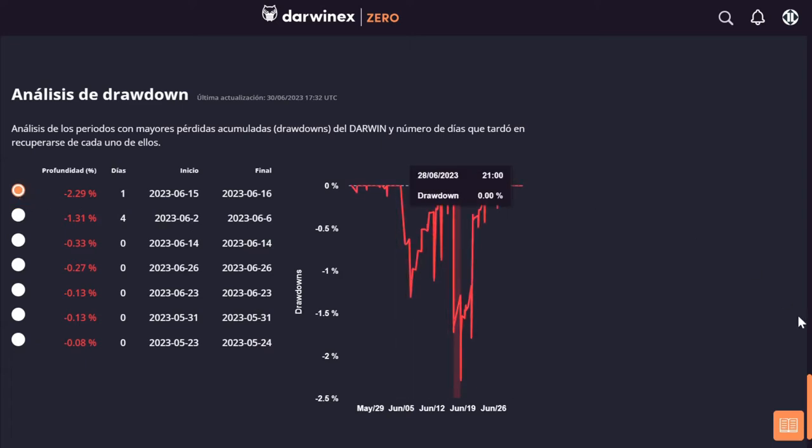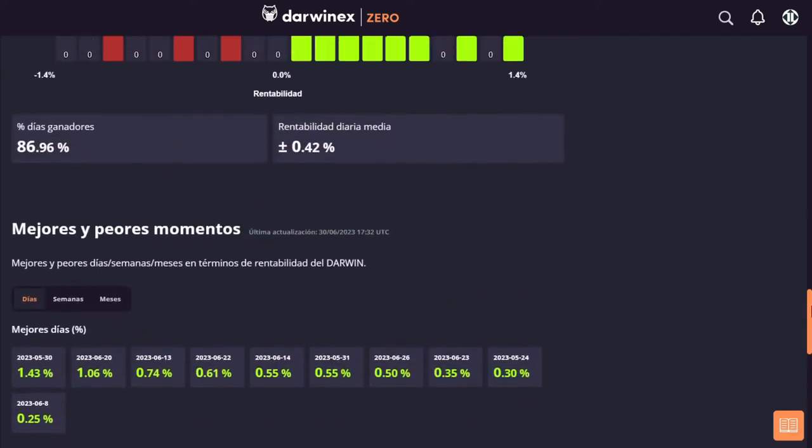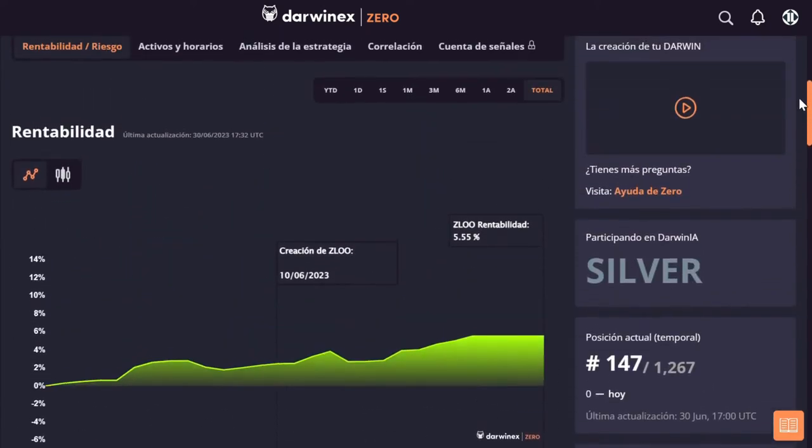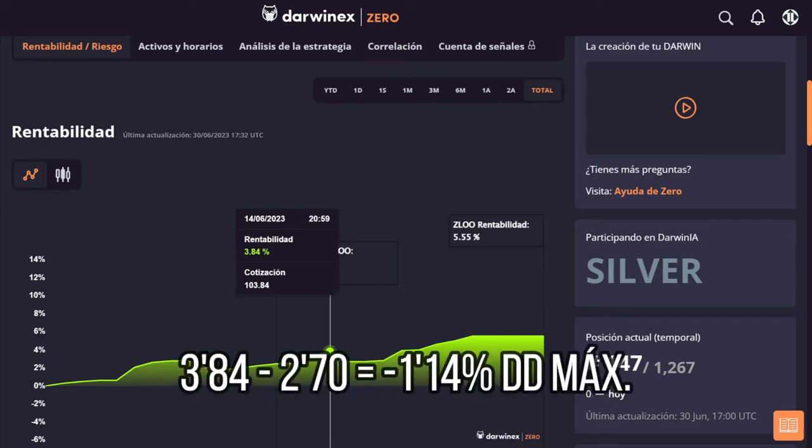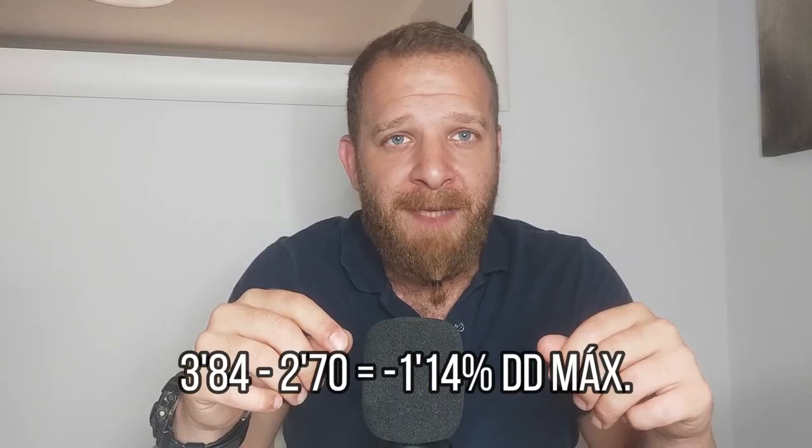Now we will return to the top of the Darwin page and pause on the Darwin's return curve. At first glance, we can see that the last major fall from the last peak to the last trough made by the trader would be this segment here. From 3.84% to 2.70%. The calculation gives a maximum drawdown of -1.14%. But how is this possible?